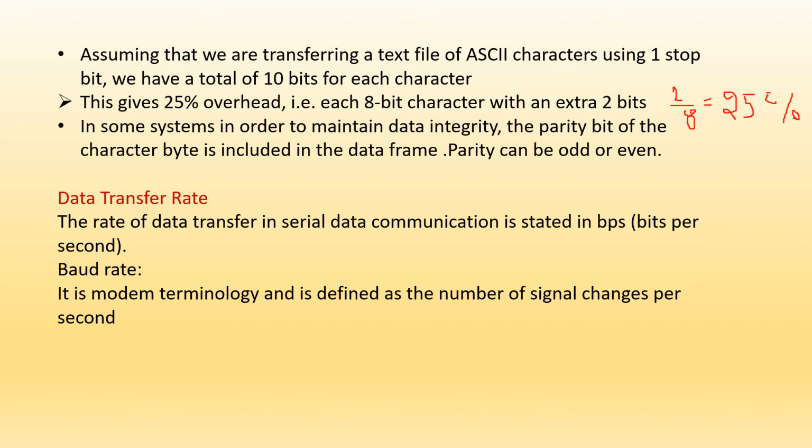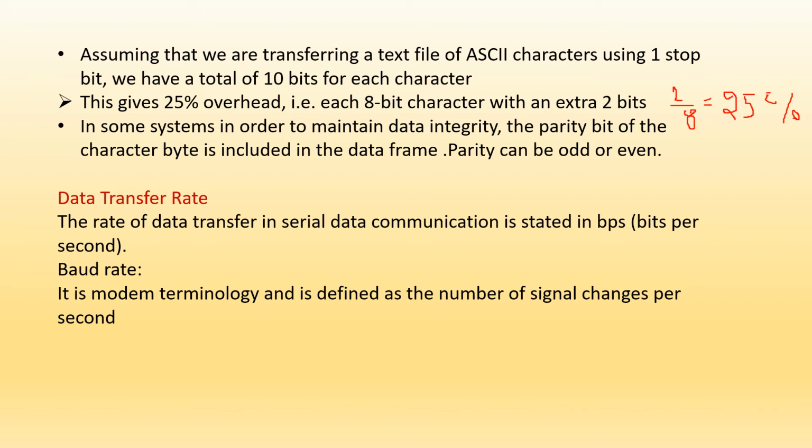In case of odd parity, the total number of ones in the data, including the parity bit, has to be odd. In case of even parity, the number of ones in the data, including the parity bit, has to be even. So the extra parity bit is added to the data to maintain data integrity.